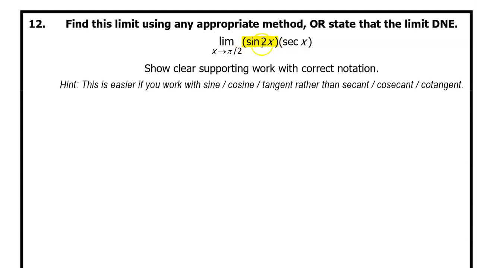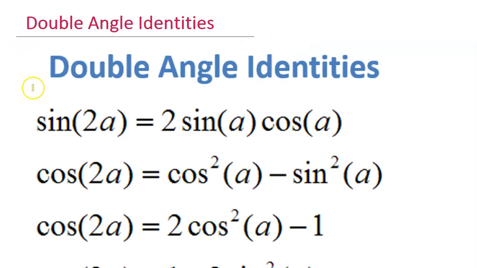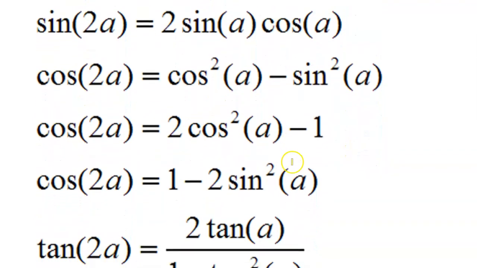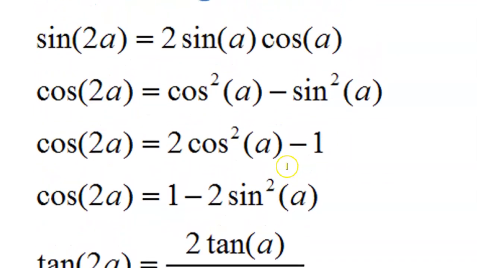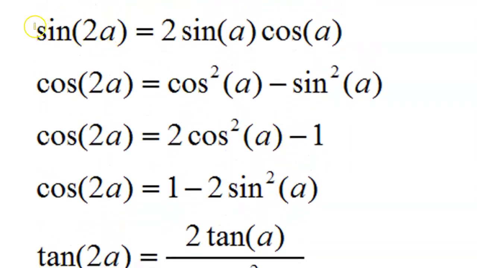Please tell me that you have not forgotten these. Guys, these pop up from time to time, and there is no formula sheet on the AP exam. So take this seriously. If you need to pause the video for a minute, do what you need to do, but go ahead and memorize these formulas. Here's a few more. The one we need at this moment is right here at the top, though. Sine of 2a is equal to 2 sine a cosine a.